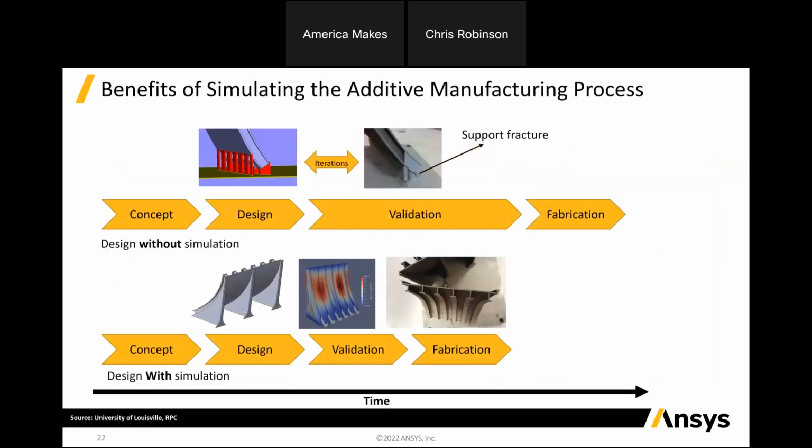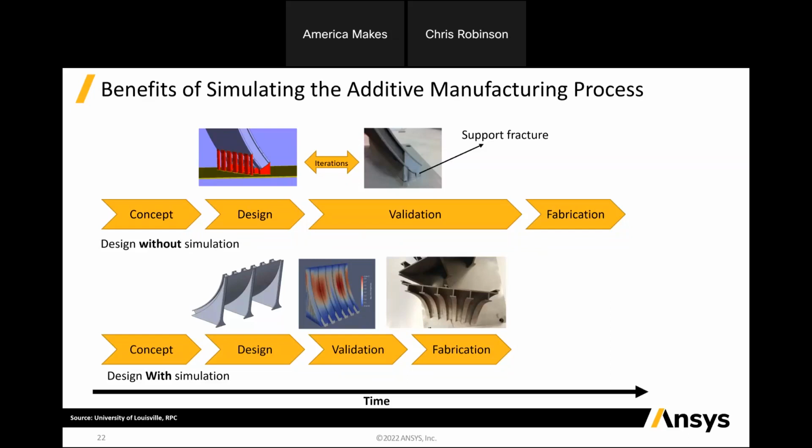So one last little example before we jump into a few slide case study is when we look at being able to utilize simulation. Here's an example out of University of Louisville. When you're going through the process, a lot of times you'll come up with a concept, you'll come up with a design, and then it's a pretty iterative process as you go through validating that design before you're ready to go into actual full rate production, fabrication of those parts.